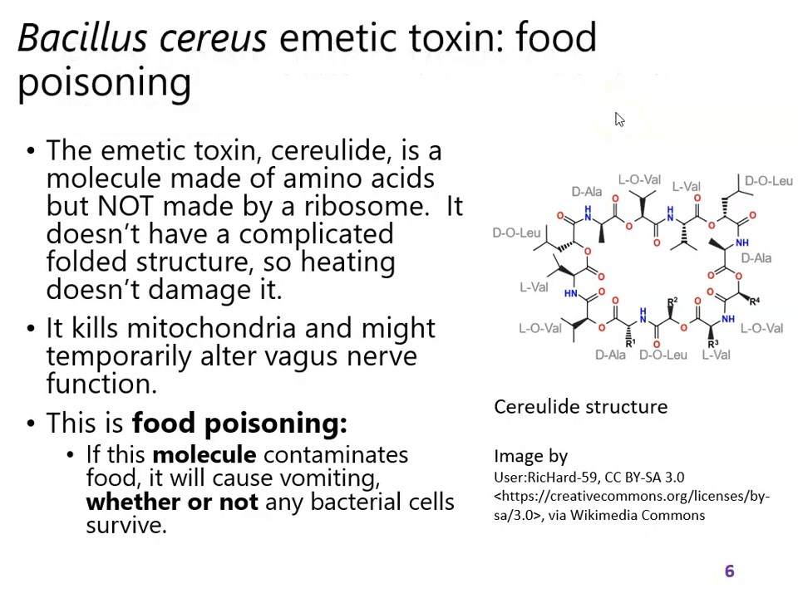This is a slide about the emetic form of the disease, or the vomiting one, and this is the toxin. It's made of amino acids, but it's not technically a protein like what we normally think of. It's not made by a ribosome. It's made by a different system, and it doesn't have a complex three-dimensional folding that can be undone by heat. So this survives cooking. And that's why we can get food poisoning from it, because if this is in the food and we eat the food, we get the food poisoning. Whether or not the cells survive the cooking, if this survived the cooking, we end up vomiting.